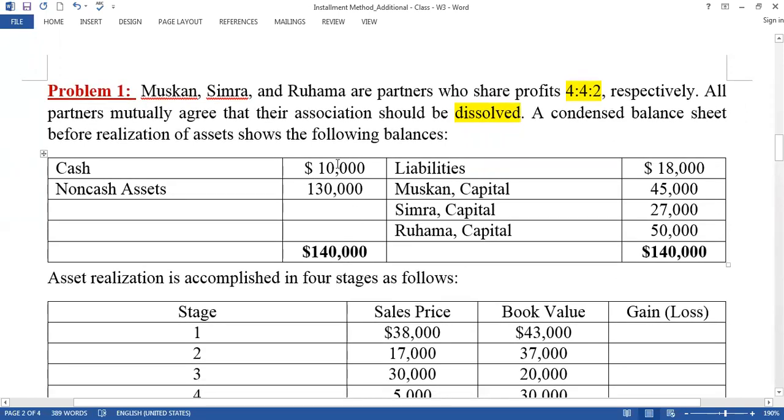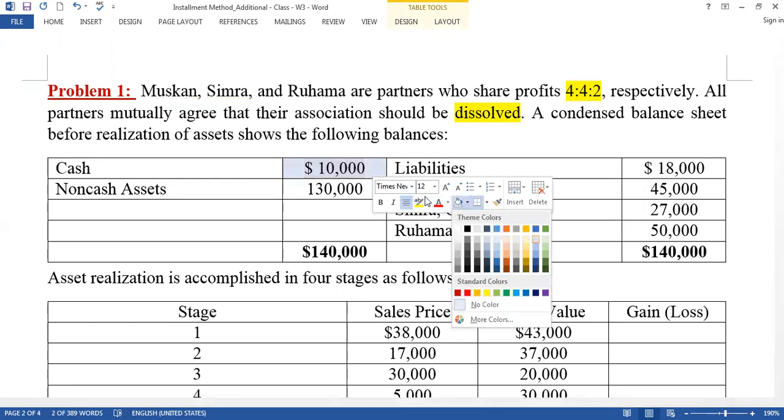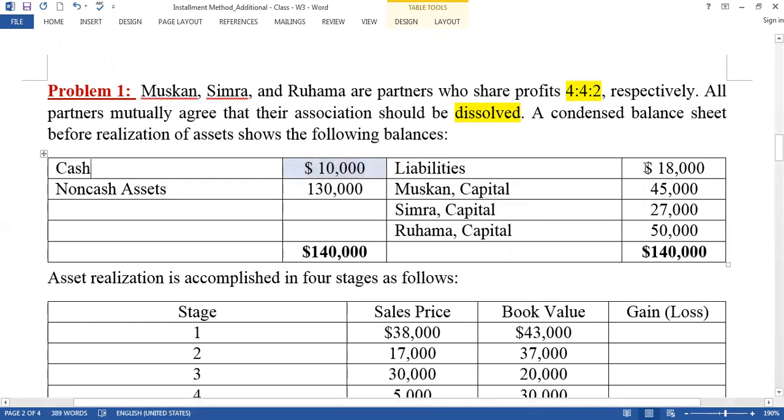So here we can see that first we have to compare these two amounts. How much cash do we have? We have $10,000 cash and we have $18,000 liabilities. So it means that we do not have enough cash to pay our liability. This is an important point you have to remember. And another important point is our non-cash asset is $130,000.